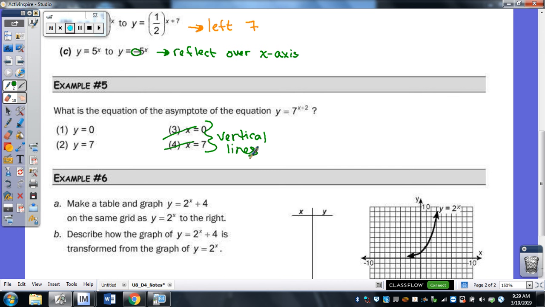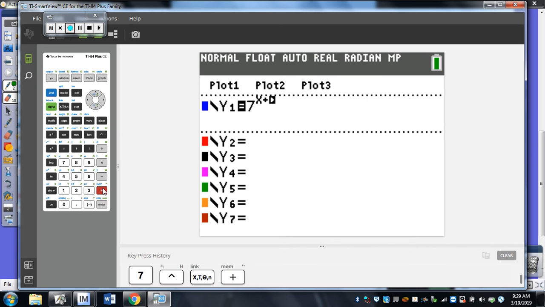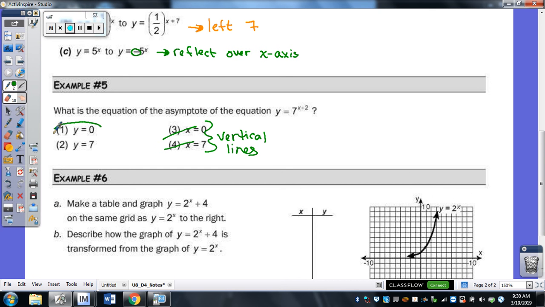So if you're not sure by looking at the equation, what can you always do? Put it in the calculator. So we'll go to our y equals 7 to the x plus 2. Look at our graph. It looks like it's hitting the x-axis, but remember that's because the calculator can't be that specific. So it's going to be at y equals 0.